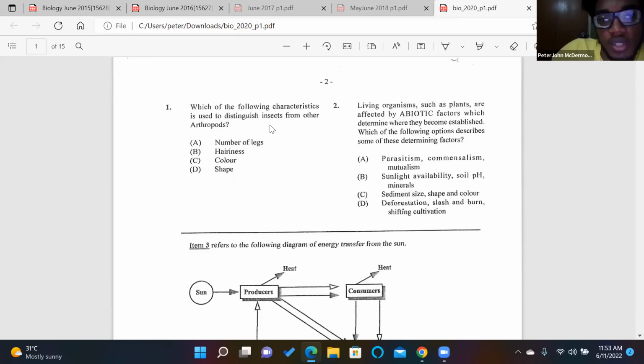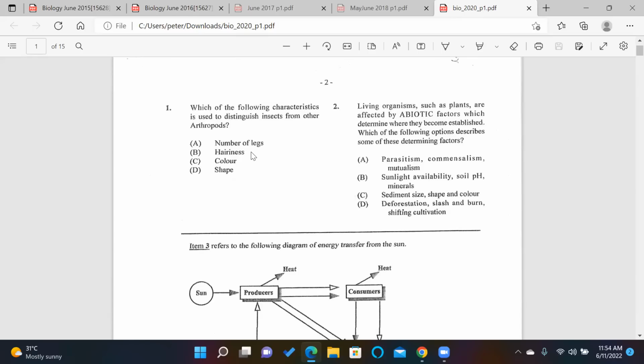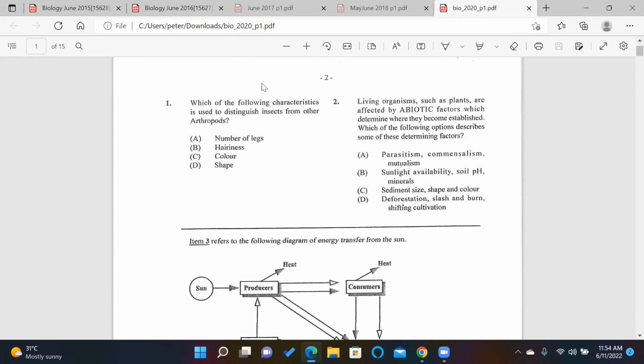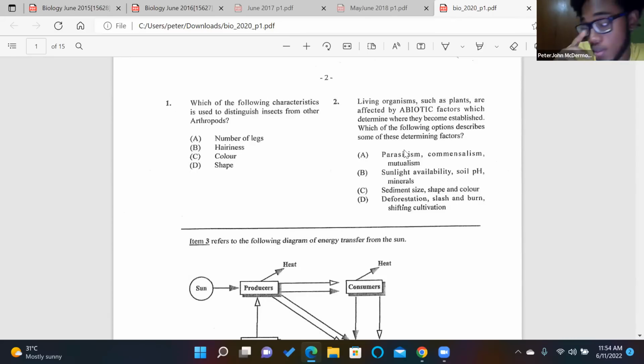Which of the following characteristics is used to distinguish insects from other arthropods? Let's just run through these really quickly, guys. Which one looks the most correct? Can you guys hear me? Are you guys typing in chat? So number of legs, agree or disagree? Agree, sir.